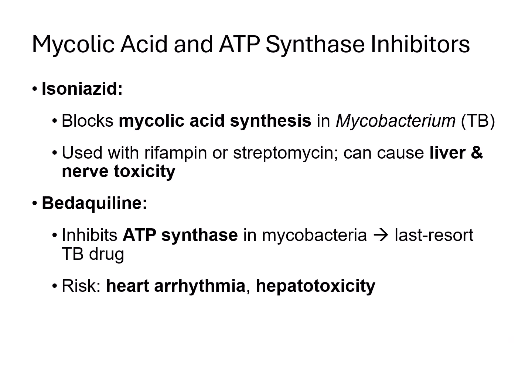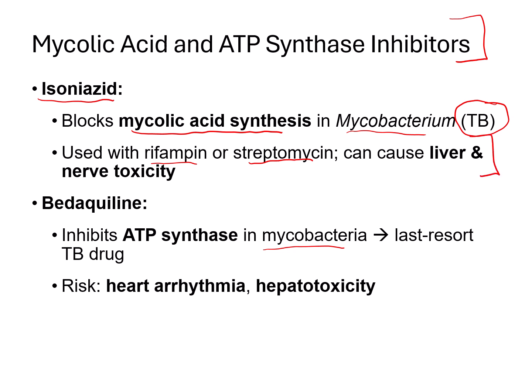Our next set of drugs inhibit mycolic acid and ATP synthase. We have two specialized agents that both target mycobacteria, including the bacterium that causes tuberculosis. Isoniazid inhibits or blocks mycolic acid synthesis that weakens that wax-like cell wall, and it's often combined with rifampin or streptomycin to prevent resistance, but it can also cause liver and nerve toxicity.